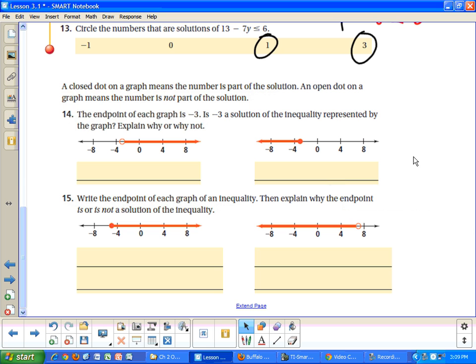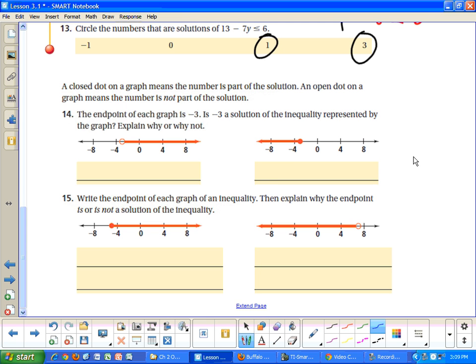When you're graphing inequalities, a closed dot on a graph means that the number is part of the solution. An open dot on a graph means the number is not part of the solution. So if the endpoint of the graph is negative 3, is negative 3 a solution of the inequality represented by the graph?